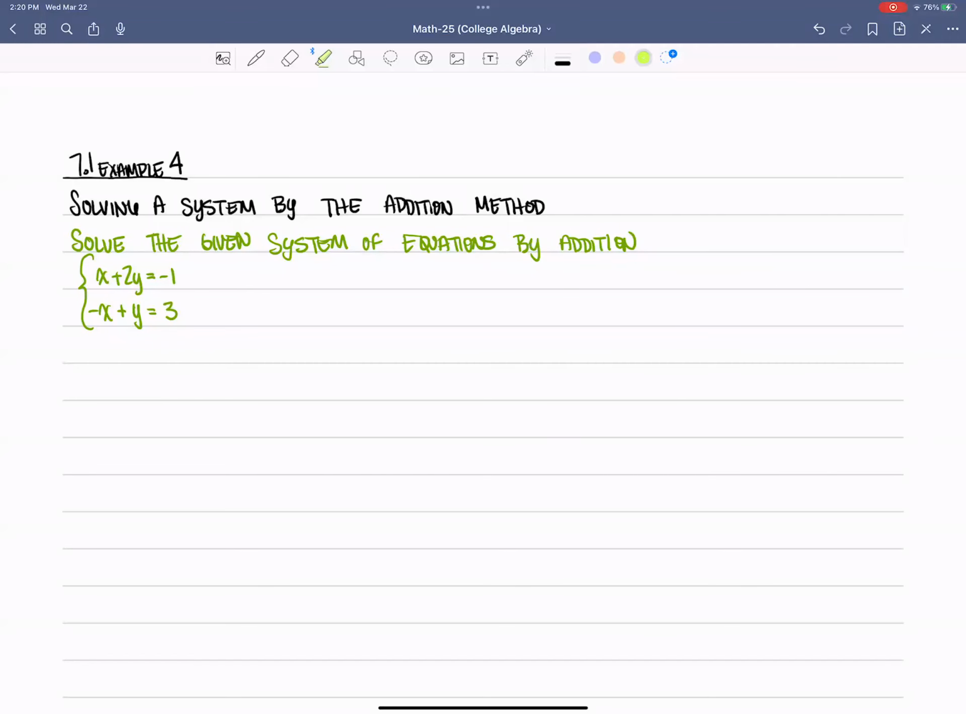Section 7.1, example 4, solving a system by the addition method. Solve the given system of equations by addition.